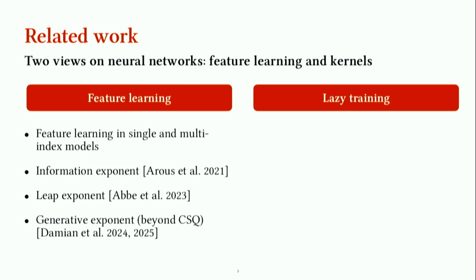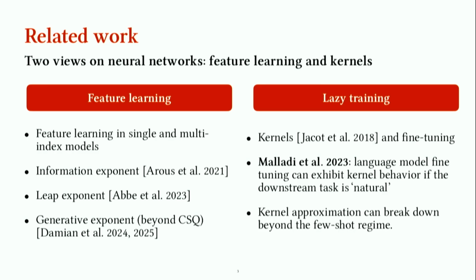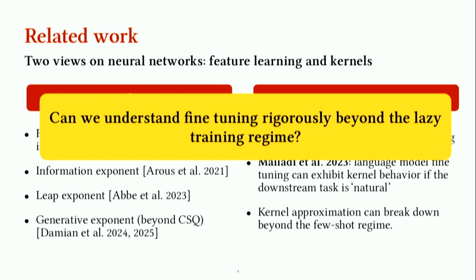On the other hand, if you don't care about feature learning, but just care about optimization, you could say, well, I want to operate in the kernel regime, maybe in the very highly over-parameterized setting where you can approximate the network with its linearization around the initialization. Here, the work relevant to us is previous work that has shown, empirically and also with some theoretical results, that if the downstream task is natural for a base model, you can have kernel behavior. But this kernel approximation will break down eventually as you go beyond the few-shot setting where you're only using few samples. So the question is, can we understand fine-tuning rigorously beyond this very few-shot training regime?